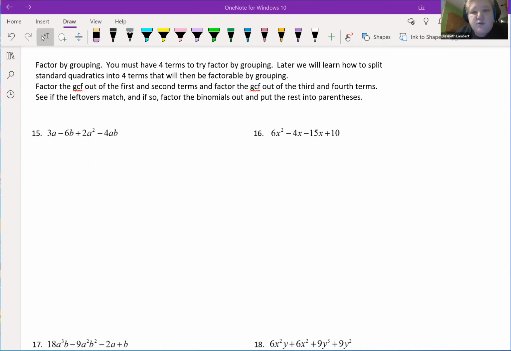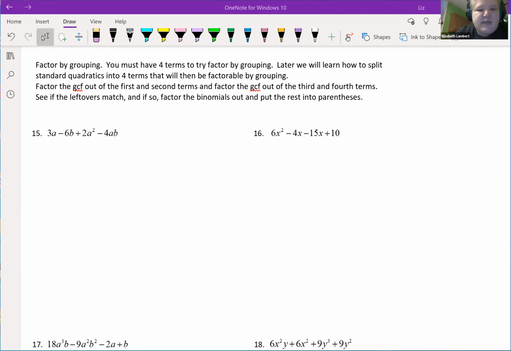If you are comfortable with the quadratic formula and getting back to the factors that way, by all means do that. You do not have to do it this way. But if factoring is something that makes you uncomfortable, then I recommend practicing the factor by grouping because we're going to use that when we factor the quadratics. So this is all weird little steps that are designed to get us to the end goal.